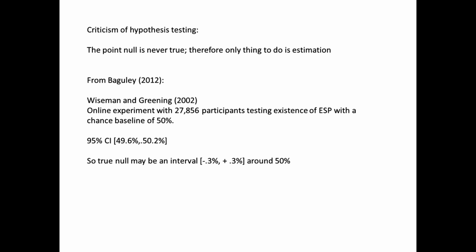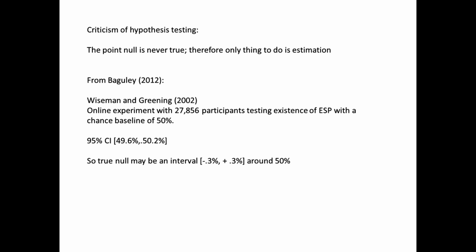There's an online experiment with about 28,000 participants testing for the existence of ESP. There's a chance baseline of 50%, and the confidence interval went from 49.6 to 50.2%. Well, what we can say from that is the point null of 50% is not exactly true, but it's pretty damn close to true. So I reckon if you are a good experimentalist with counterbalanced materials and so on, you can get a point null that is approximately true to a high degree of accuracy.